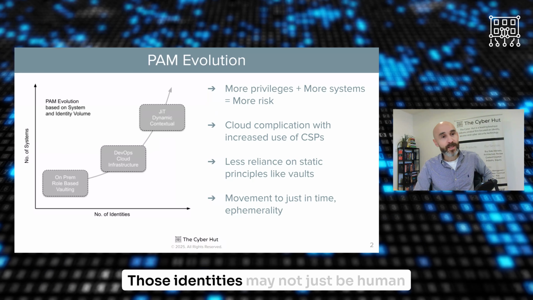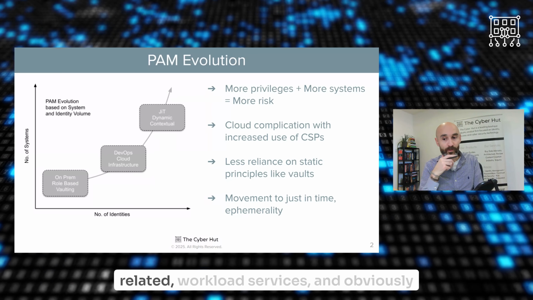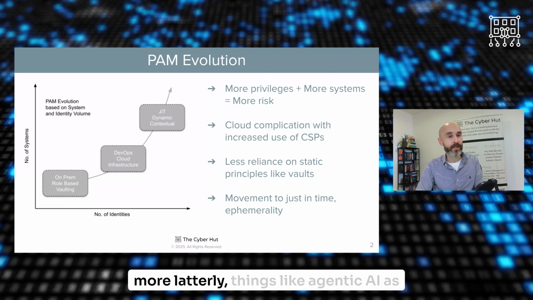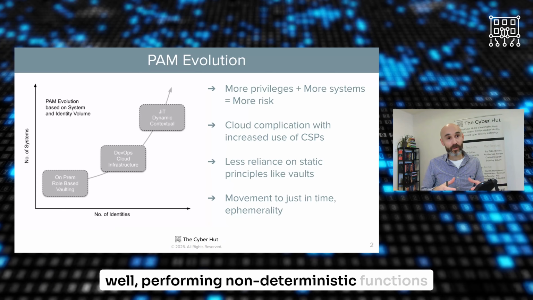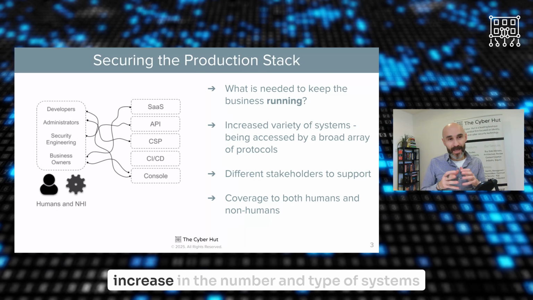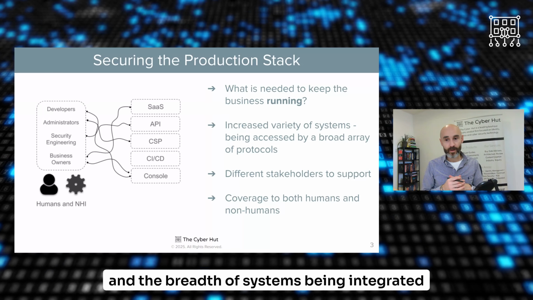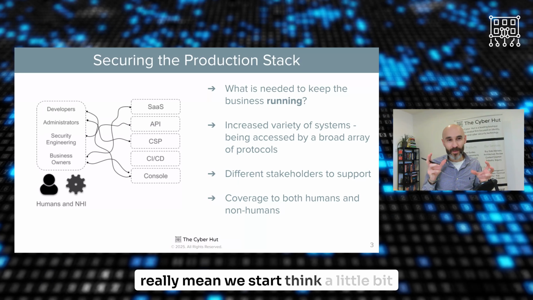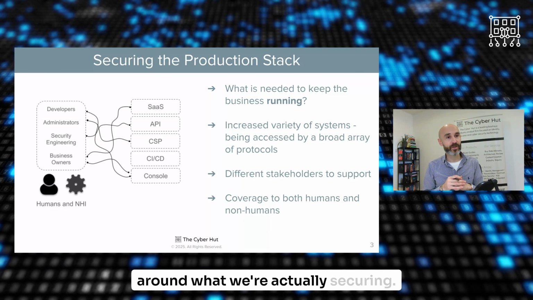And of course, those identities may not just be human-centric. They could well be non-human workloads, services, and, more latterly, things like agentic AI, performing non-deterministic functions against a whole array of different high-risk events and systems. The increase in the number and type of systems and the breadth of systems being integrated really means we need to think a little bit about what we're actually securing.